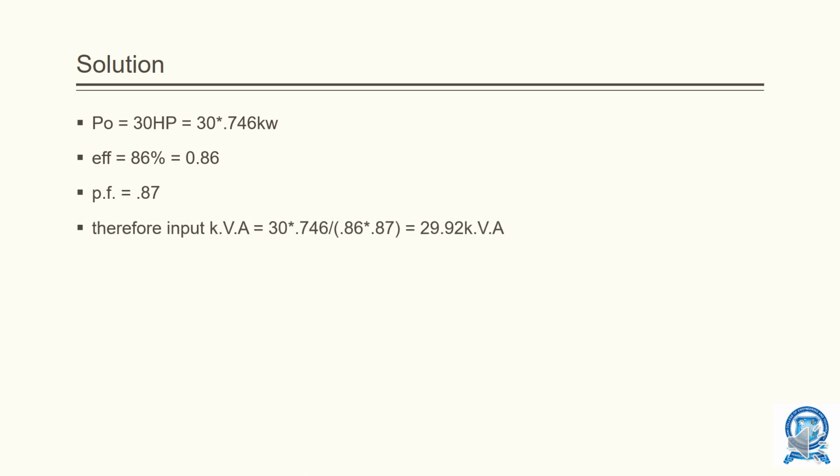The input kVA is, so first step is you need to calculate the kVA rating of the machine. So kVA rating is nothing but kilowatt rating divided by power factor into efficiency. So this is the formula to calculate kVA rating of machine. So I have substituted the value of the power rating of machine in terms of kilowatt divided by the efficiency and power factor value. So the value which I am getting is around 29.92 kVA. This is the kVA rating of the machine that they have mentioned.